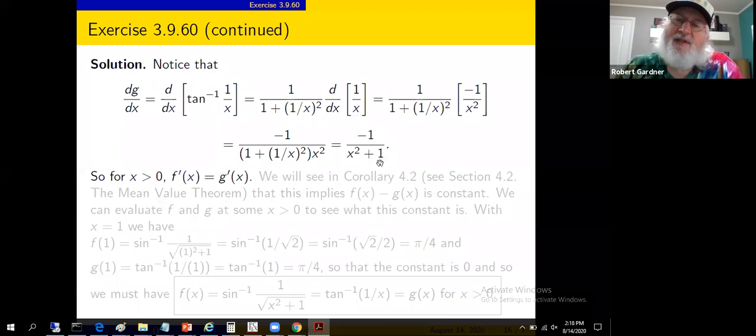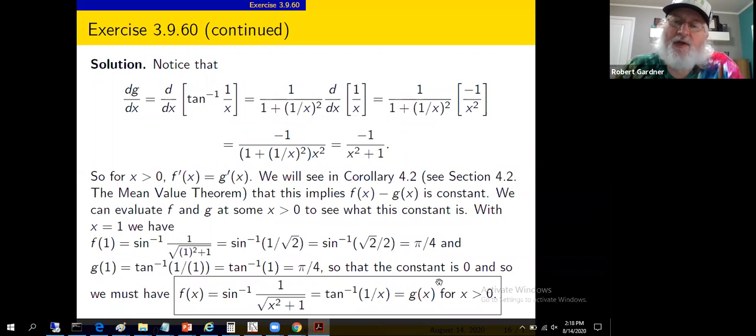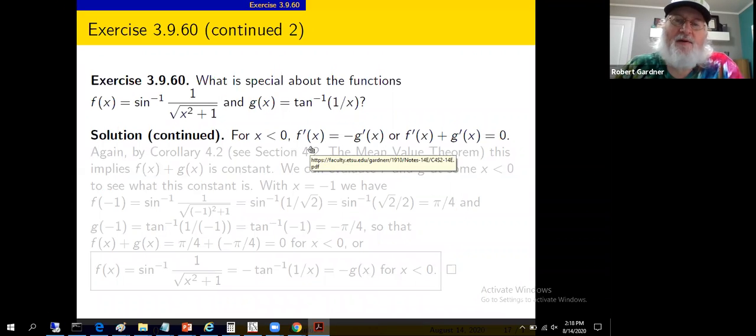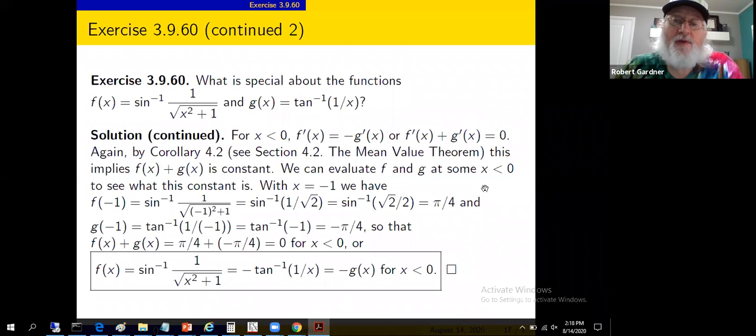So it's not the same as this. It differs by a negative in that case. So on to the next part. For x less than 0, the derivatives differ by a negative sign. Or if you like, I could add the functions' derivatives together and get 0. Guess what? When the derivative is 0 like that, again, we've got that those functions differ by a constant. I won't bore you with the details. I've also plugged in an appropriate negative value, -1 this time. It produces nice numbers in both cases. And we get out that actually these functions are not equal, but one is -1 times the other one when x is negative.